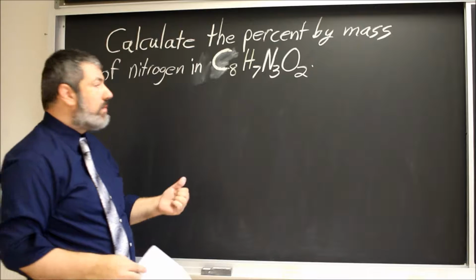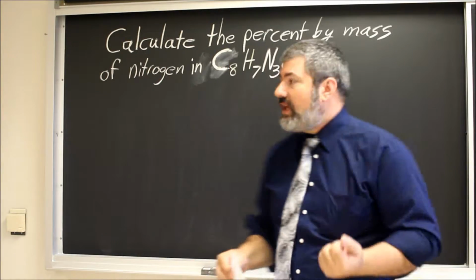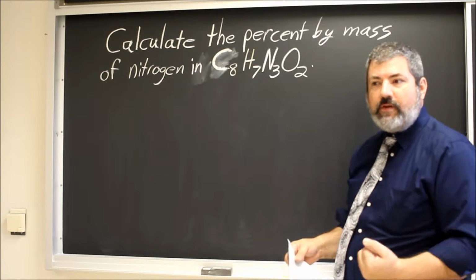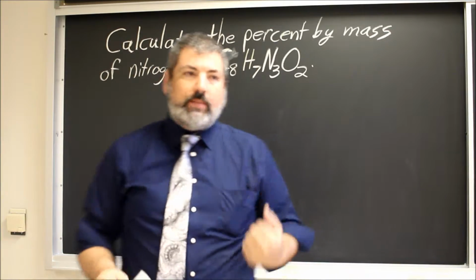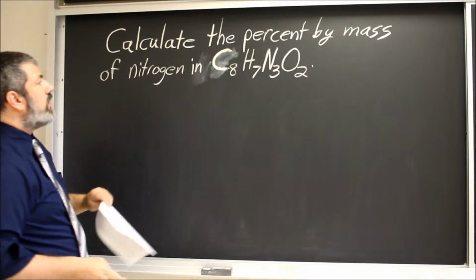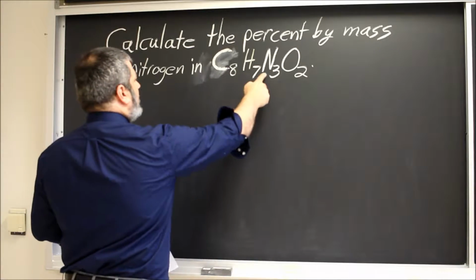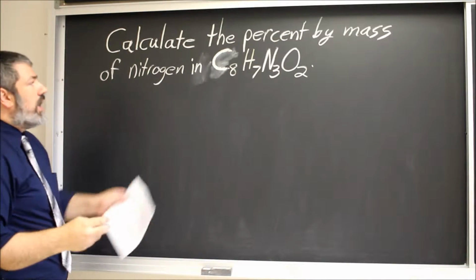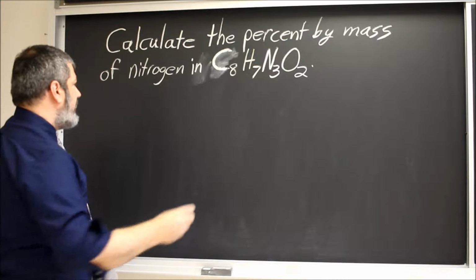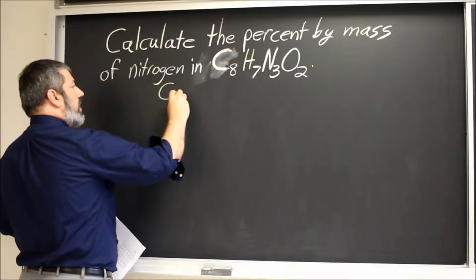So this particular type of problem, again, doesn't require anything that you haven't seen before, but it's very important to remember the fundamentals of being able to go from grams to moles and how we calculate molar mass. So we want to calculate the percentage by mass of nitrogen in C8H7N3O2. I like to work it out systematically, so you could do a lot of this work in your calculator.